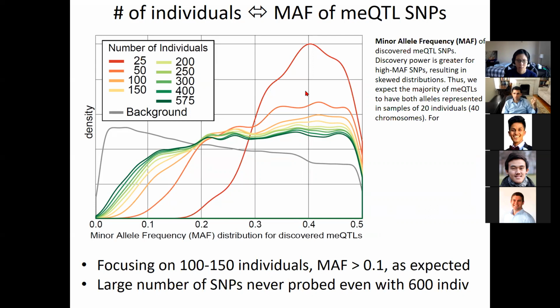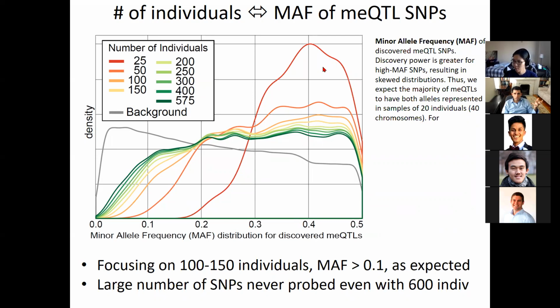But that doesn't give me enough power because of the noise in the experimental measurement. So that's why the minor allele frequency distribution shifts from few individuals to more individuals to basically discover more and more QTLs at lower and lower allele frequencies. Okay, everybody with me here on the relationship between allele frequency and the discovery power?